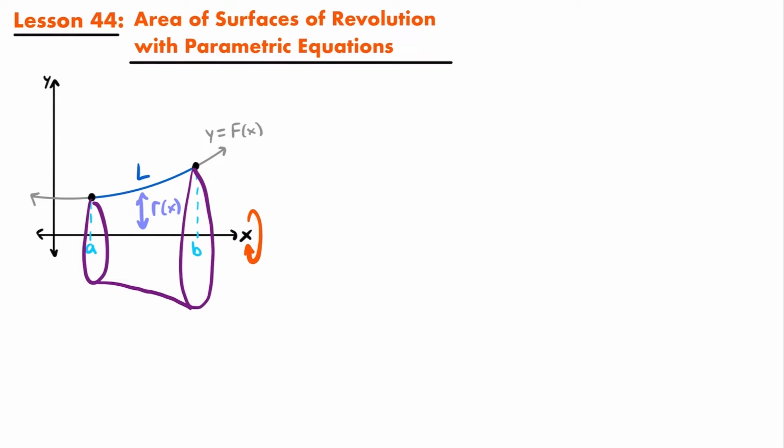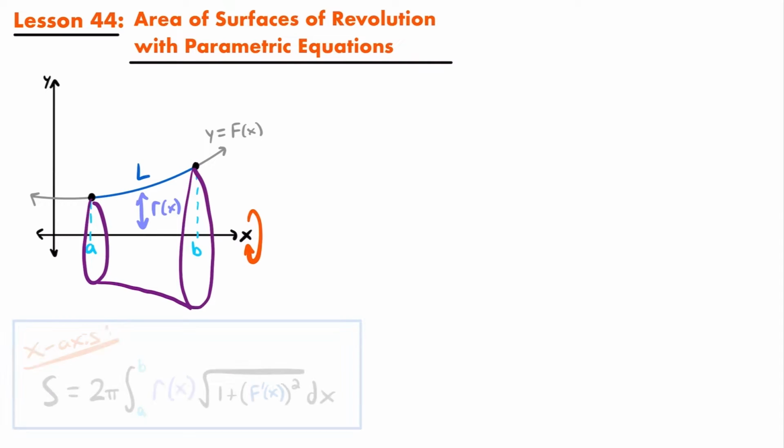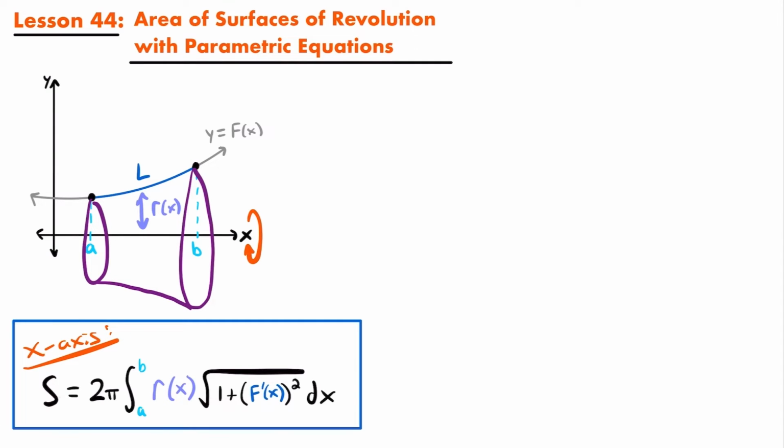And so when we wanted to calculate the area of a surface of revolution revolved around the x-axis, we used this formula. The surface area is equal to 2 pi times the integral from a to b, those are our two values of x that the curve lies between, of the radius in terms of x, times the square root of 1 plus the derivative of the function that represents that curve, squared, and then times dx. All right, and so this formula allowed us to calculate the area around this surface of revolution, which was formed by revolving this curve around the x-axis.